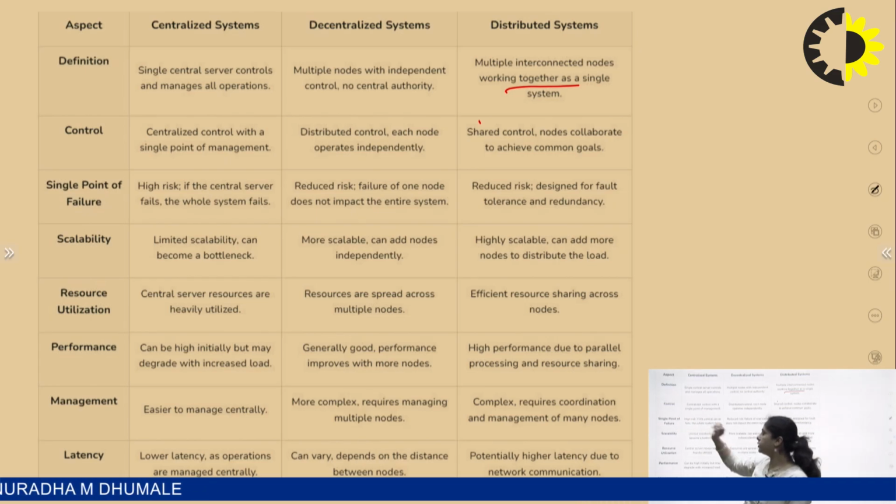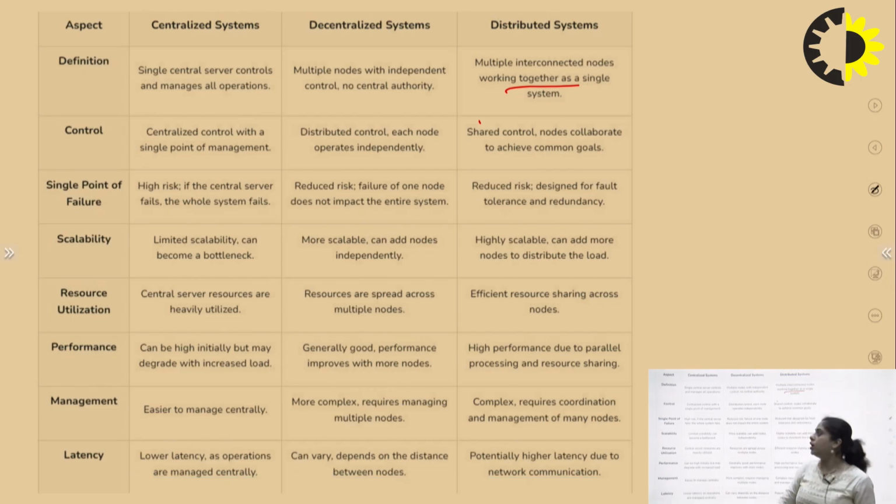Now, in the aspect of control, a centralized system has centralized control with a single point of management. In a decentralized system, there is distributed control. Each node operates independently, and each node has the control. Each node has the authority to access or to verify the transactions. In a distributed system, there is shared control, designed for fault tolerance and redundancy.